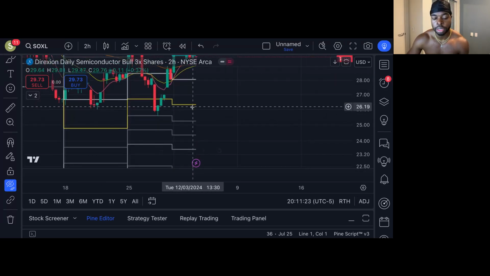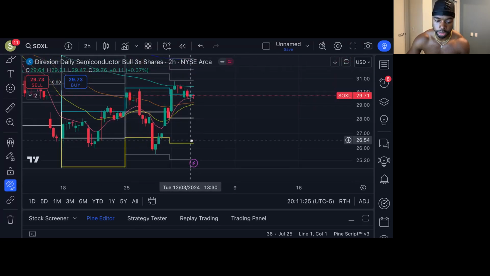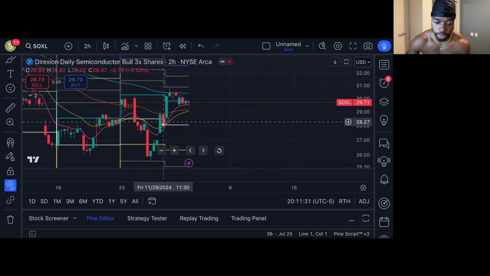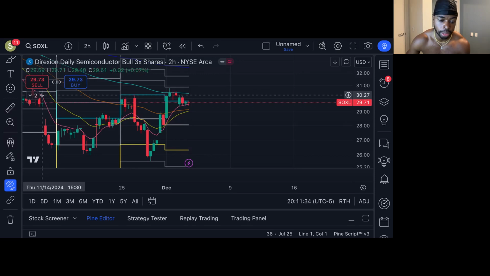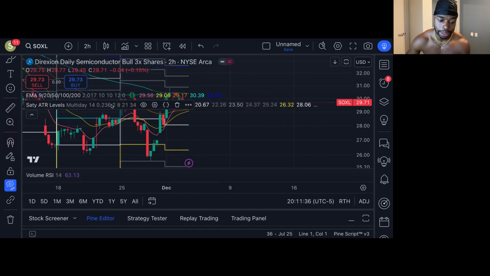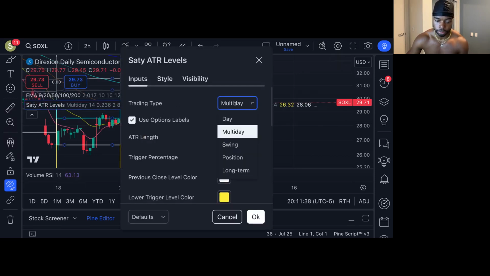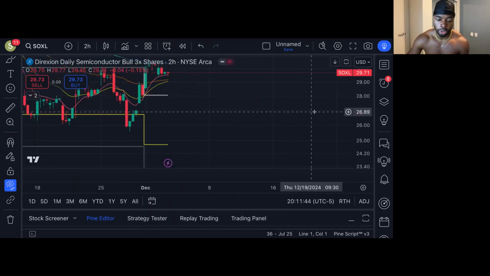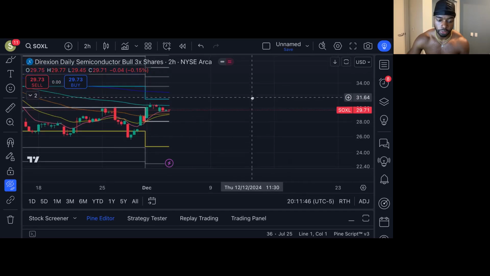Again, below the yellow is highly likely for puts. Above the blue, highly likely for calls. The gray is going to be the close of the previous week in this case, since we're looking at the multi-day setting. Now the swing is for swing trades, so like swing positions. So how far is the stock expected to move for the month?